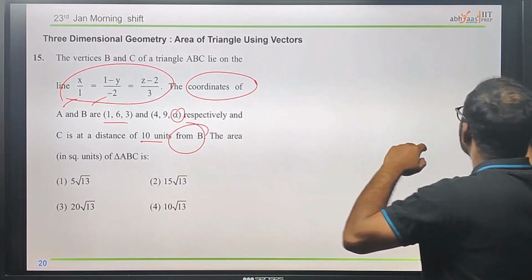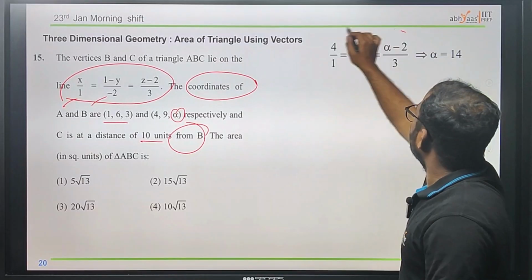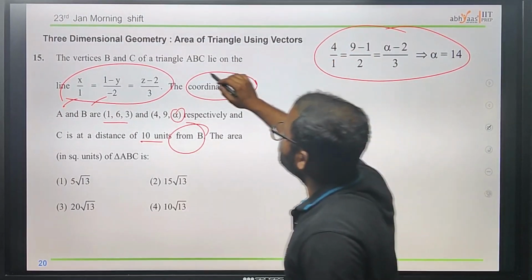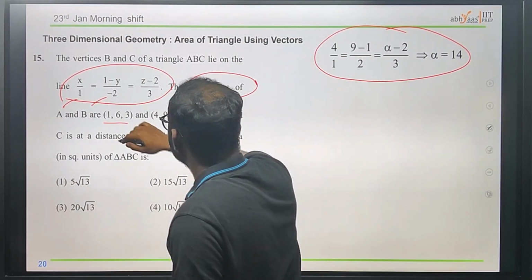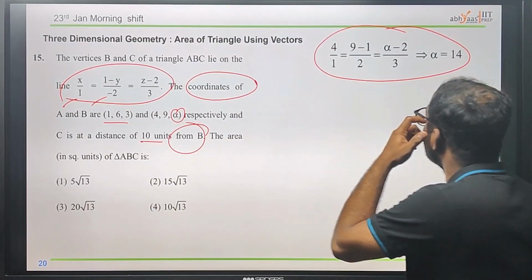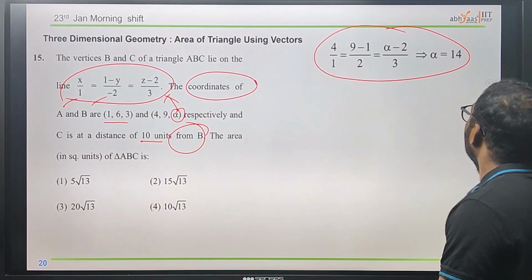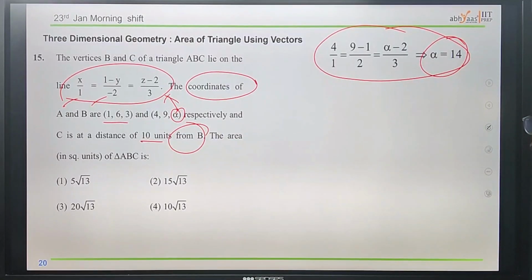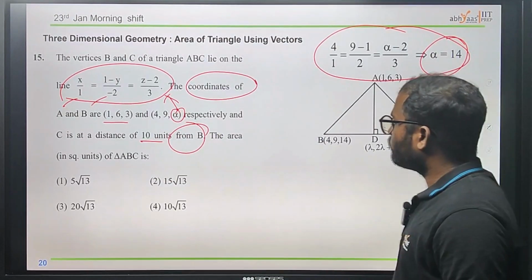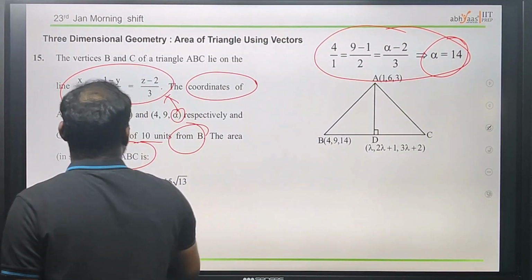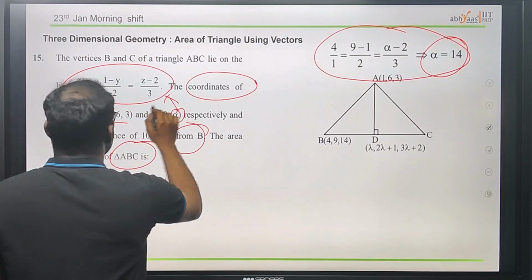Okay, if we see here, they have given the line, and we just need to put alpha here. Just substitute those values in place of this one. In order to find alpha, we will get alpha equal to 14. Now next, we have the triangle ABC by using these points A and B.